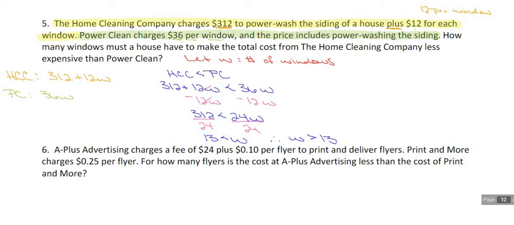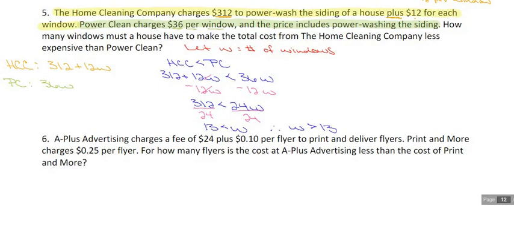Okay, so this is a situation where we need to make sure that we express our solution in an appropriate manner. So for this, how many windows must a house have in order to make that cost be less? Well, if W needs to be greater than 13, that means we've got to bump that up to 14. So 14 windows or more.